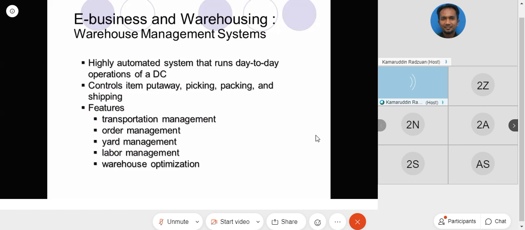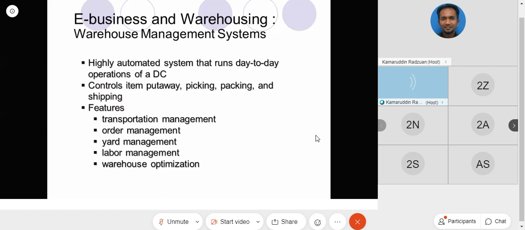For the warehousing, the performance of warehousing can be increased through an automated system that runs the day-to-day operation of the distribution center. So these activities include managing the inventory, handling the inventory in the warehouse. For example, activities of put away, picking, packing, and shipping.